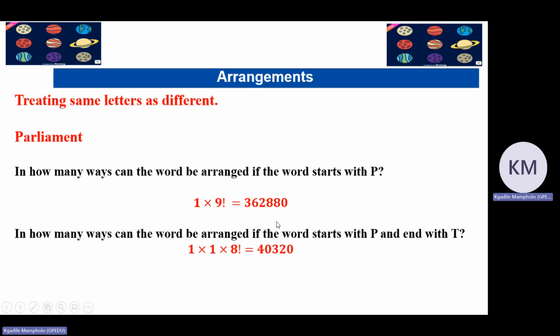It means 362,880 words can be formed if all the words start with P. You'll be playing around with 9 letters, which is A up to T.